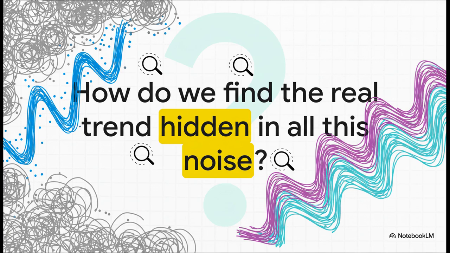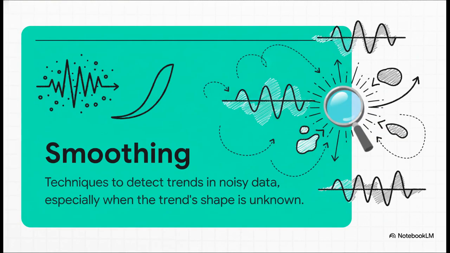The real challenge here is to separate what's meaningful, what we call the signal, from all those random ups and downs, which is just noise. And that right there is where this idea of smoothing comes in. It's a whole set of techniques designed to do exactly that, to pull out trends from noisy data. And what's really cool is, it's super useful when we don't even know what the shape of the trend is supposed to look like beforehand.